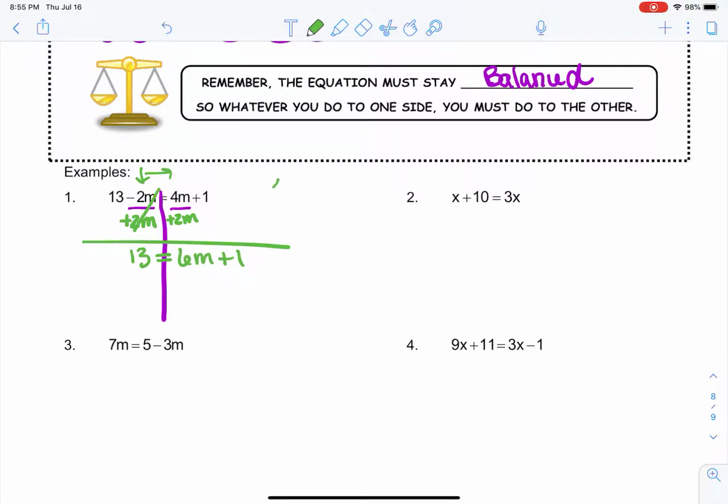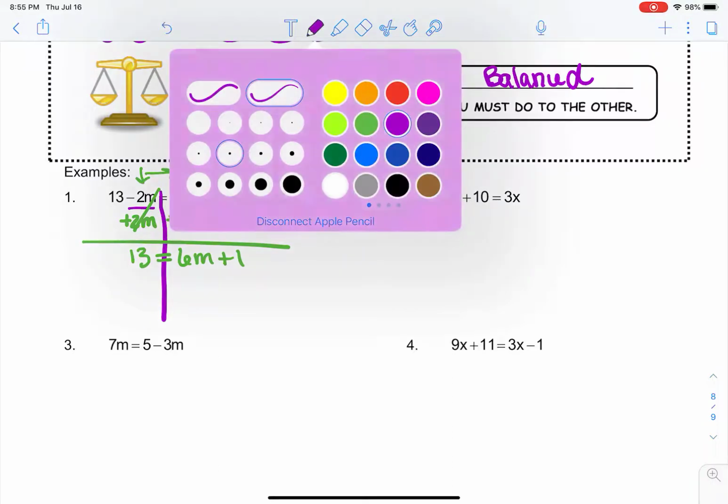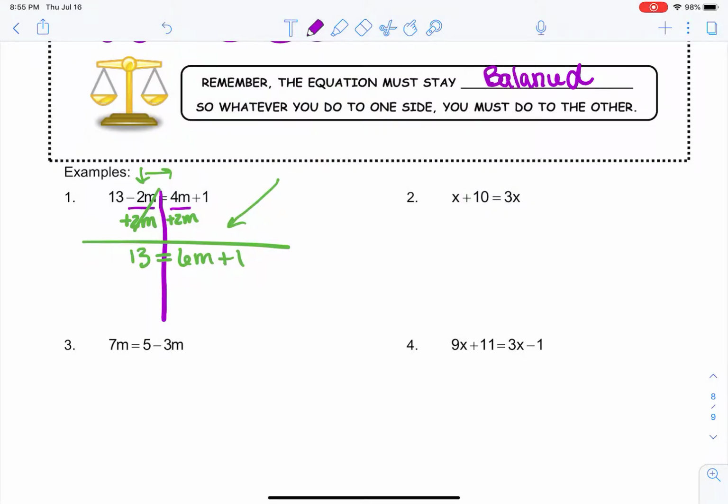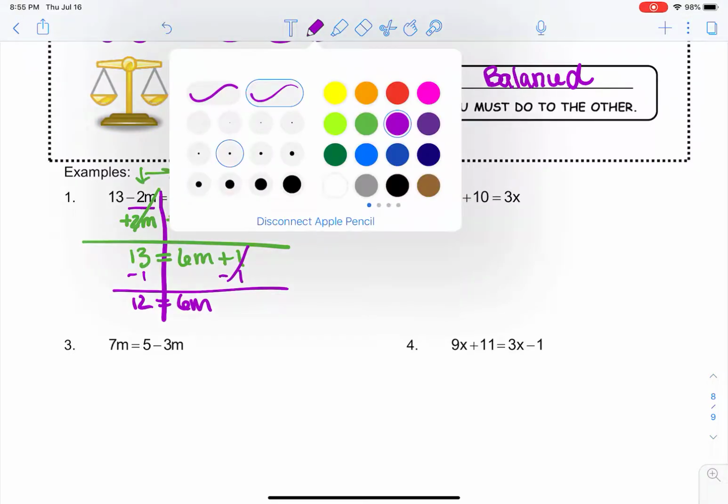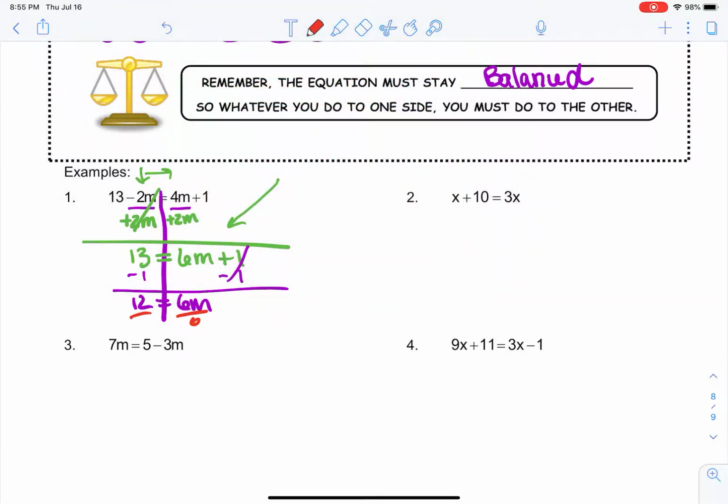Now I have m on one side of the equation, which is great, and now everything is just like normal, like I was doing the other day. So to get m alone, I'm going to subtract 1 on both sides. So I'm going to have 6m equals 12. One final step, I'm going to divide by 6 on both sides, so m is equal to 2.